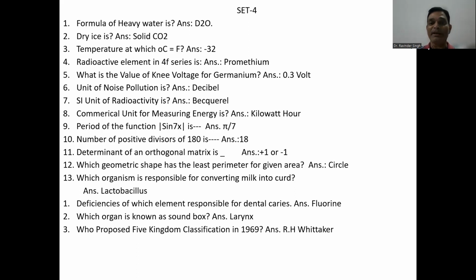Determinants of the orthogonal matrix is, answer is +1 or -1. Which geometrical shape has the least perimeter for the given area? Answer is circle. Which organism is responsible for converting milk into curd? Answer is lactobacillus. Deficiency of which element is responsible for dental caries? Answer is fluorine. Which organ is known as the sound box? Answer is larynx. Who proposed 5 kingdom classification in 1969? Answer is R.H. Whittaker. That is the set number 4.